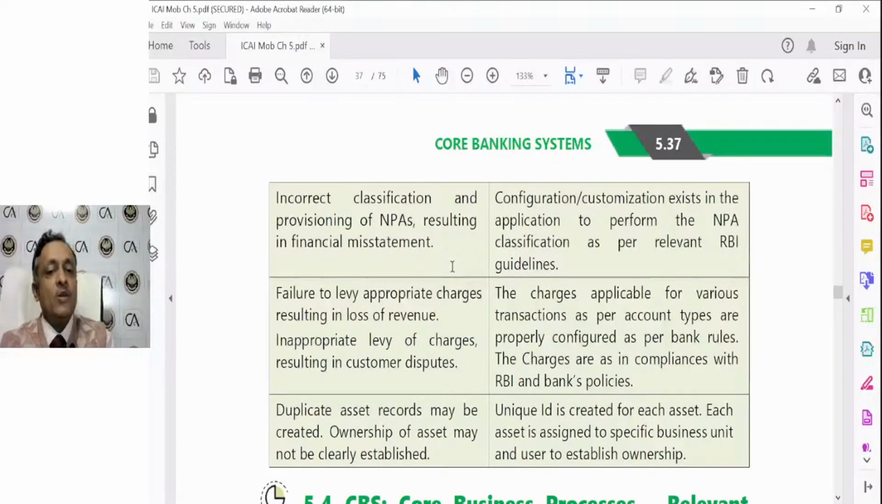Okay. Failure to levy appropriate charges resulting in revenue loss. You need to ensure charges are system driven. Inappropriate charges levied, again calculated through system, and duplicate asset records created that may create an issue of ownership of asset, that you need to ensure that unique IDs are used so that ownership is properly tagged for each asset.